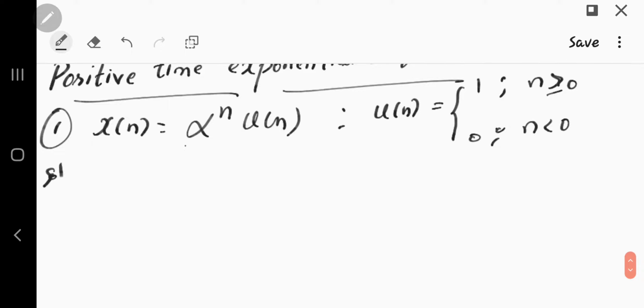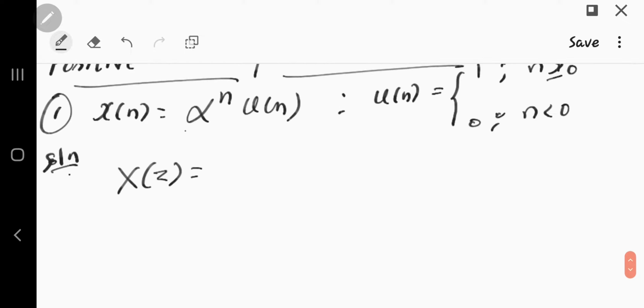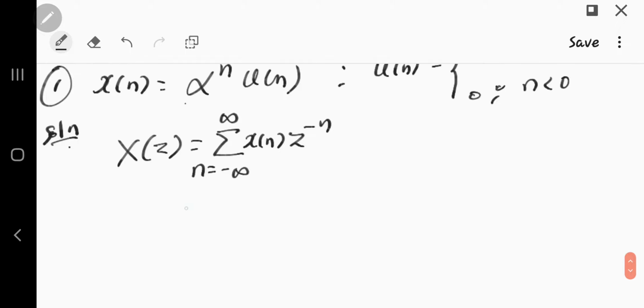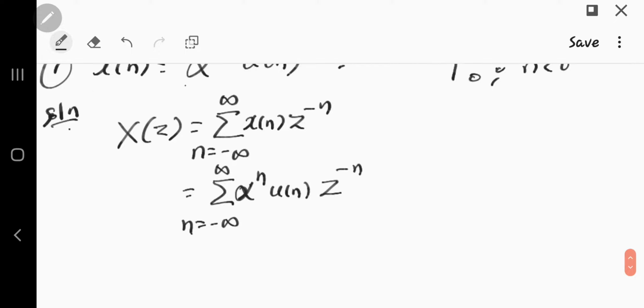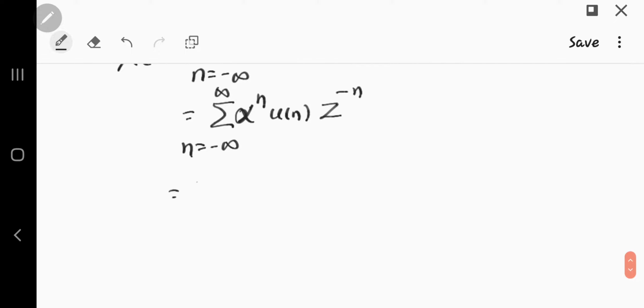Therefore, x of z is equal to summation n varying from minus infinity to plus infinity x of n z to the power of minus n. So x of n is alpha n u of n z to the power of minus n.